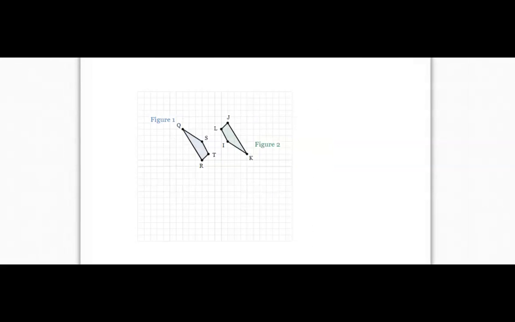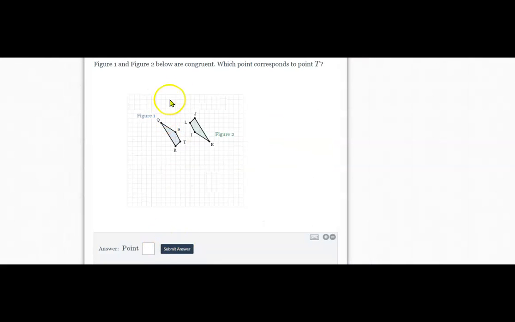All right, so let's go back and read the question. Which point corresponds to T? So S is I, so S touches T, so I touches L. So T and L, sorry. S-T, I-L, so there we go.